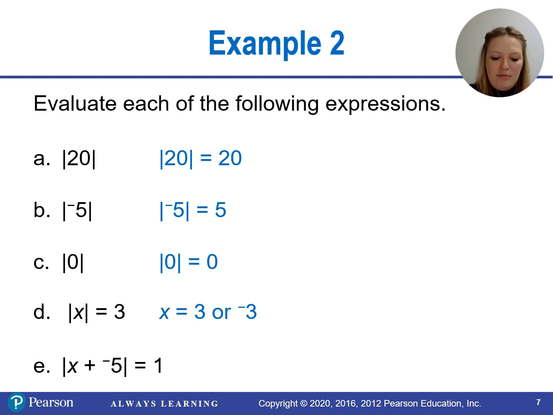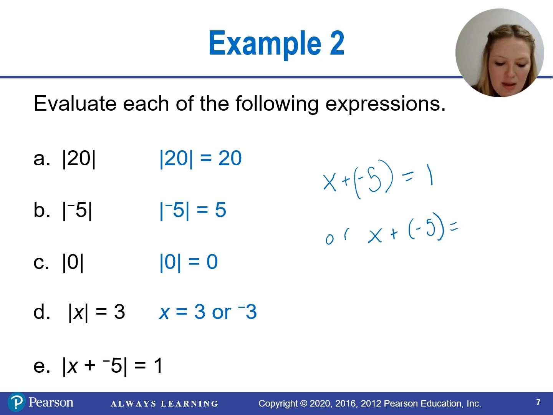And if we have this case where the absolute value of x plus negative 5 is equal to 1, we might ask ourselves, okay, I am going to be looking for all of the numbers x plus negative 5 that are 1 away from 0 on the number line. So that means I'm going to have x plus negative 5 equal to 1, or x plus negative 5 equal to negative 1.